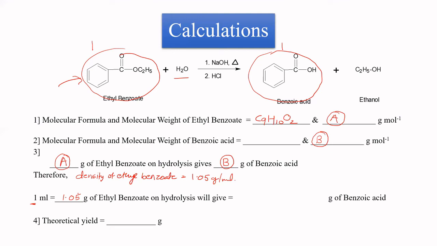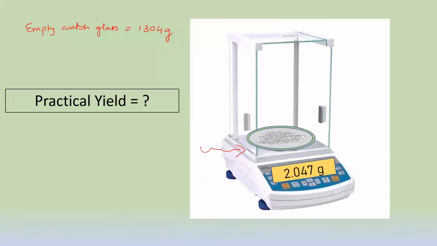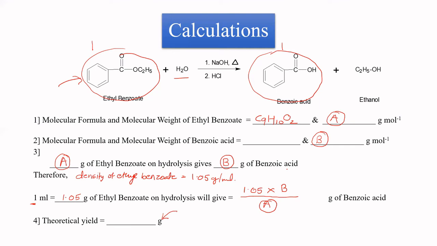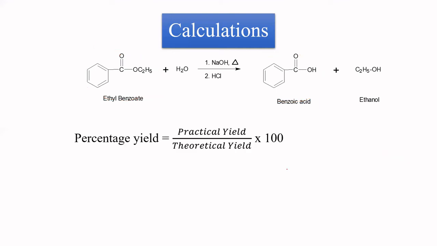So now we are expected to do the cross multiplication. So 1.05 multiplied by B. B is the benzoic acid molecular weight, which you will get after calculation, divided by A. That is the molecular weight of ethyl benzoate. After doing this calculation, you will get the theoretical yield. Okay. So now in the previous slide, you have the practical yield that you will get after subtraction of this empty watch glass weight from this amount. Okay. So after this, you will get the practical yield. Here you will calculate the theoretical yield. And finally, you will do the percentage yield calculation.